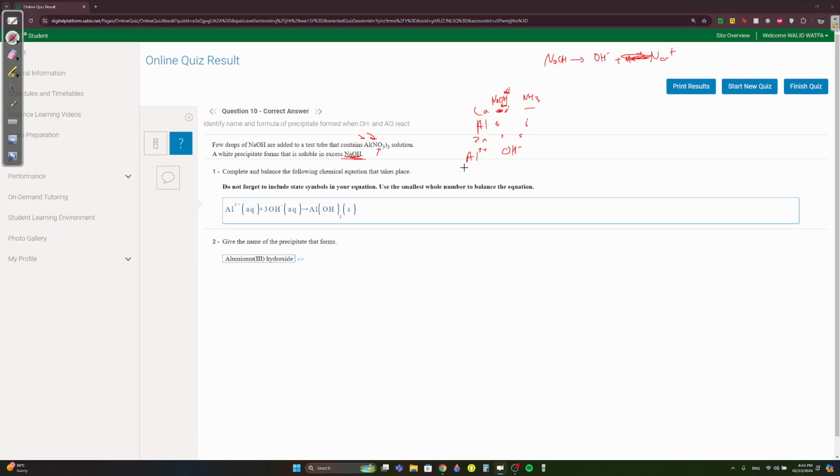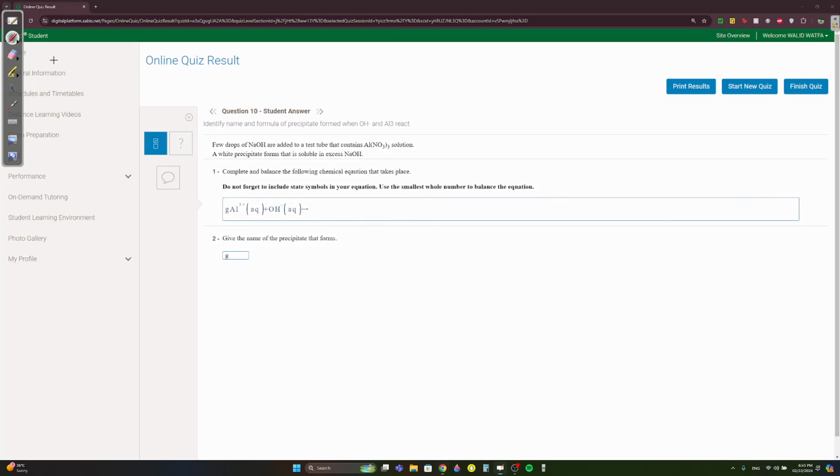So this Al3 plus and this OH minus will form a precipitate, right? How do you know what the precipitate is? You do the crisscross, and you get AlOH3. So how would you write the equation? They said complete and balance. Okay, it's already written for us. This is way easier.